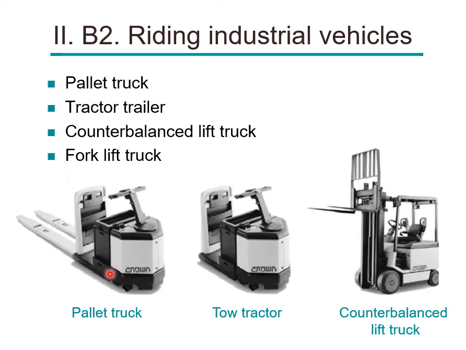So remember the first category, you have this walking pallet truck. It is a modified version of that. Basically the operator rides on this and drives by riding on it. It can be a tractor trailer, counterbalanced lift truck, or forklift truck. Okay, so this is a tow tractor.